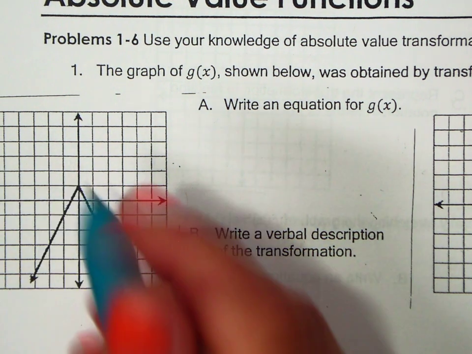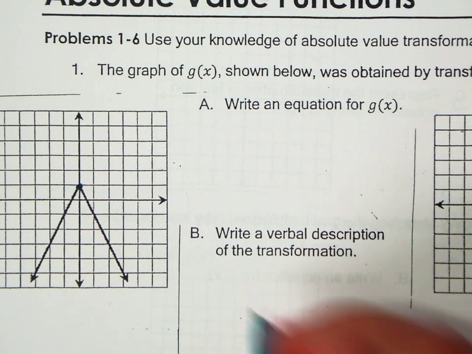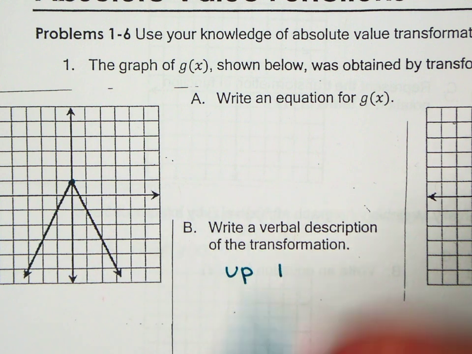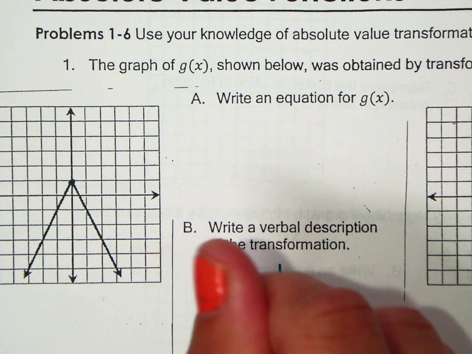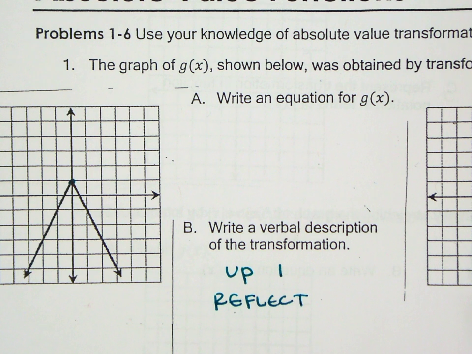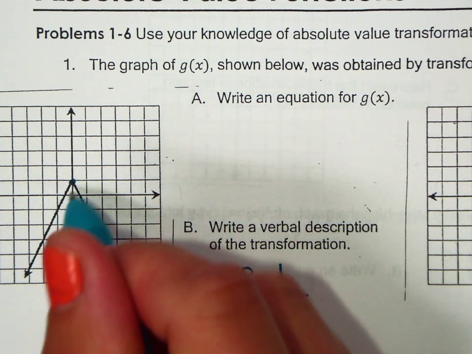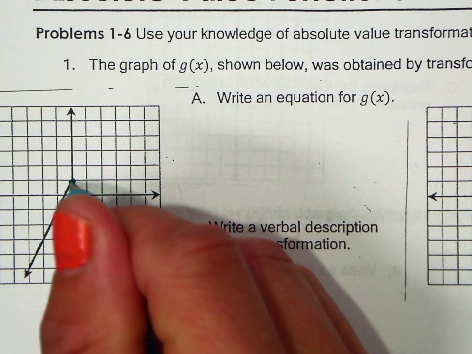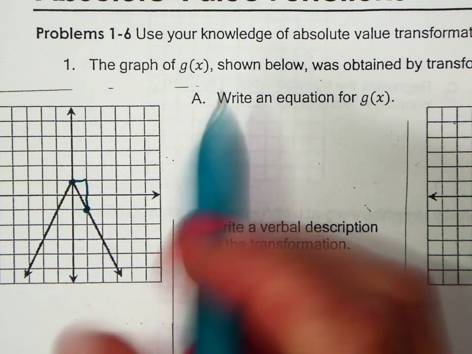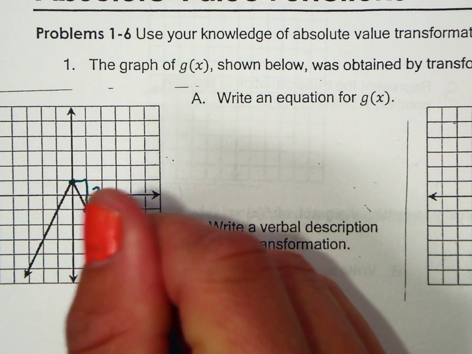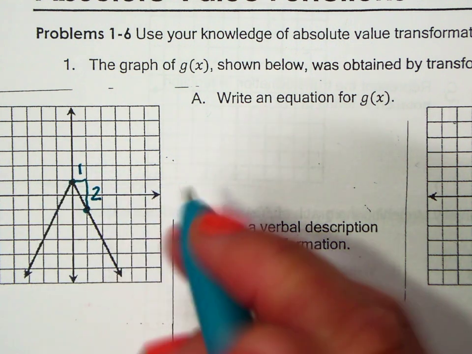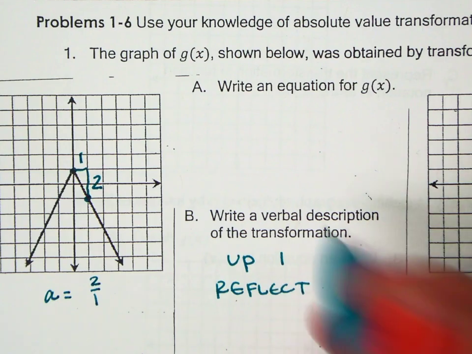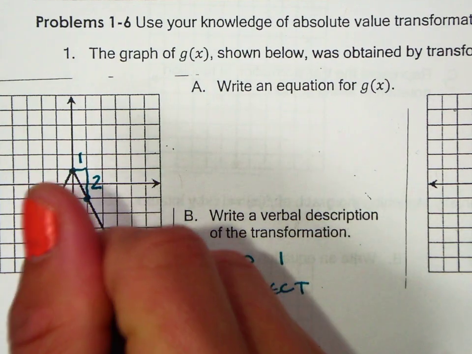So the first thing is that I can see that my vertex point got shifted up 1. And then I also see that it got flipped upside down, and so that's called a reflection. And it looks like the slope has changed. So if you find 2 points on your line, and then look at your rise over run. So it rose 2 and it ran 1. So your A value is going to be a 2 over 1. And then because of the reflection, we're going to make it negative.